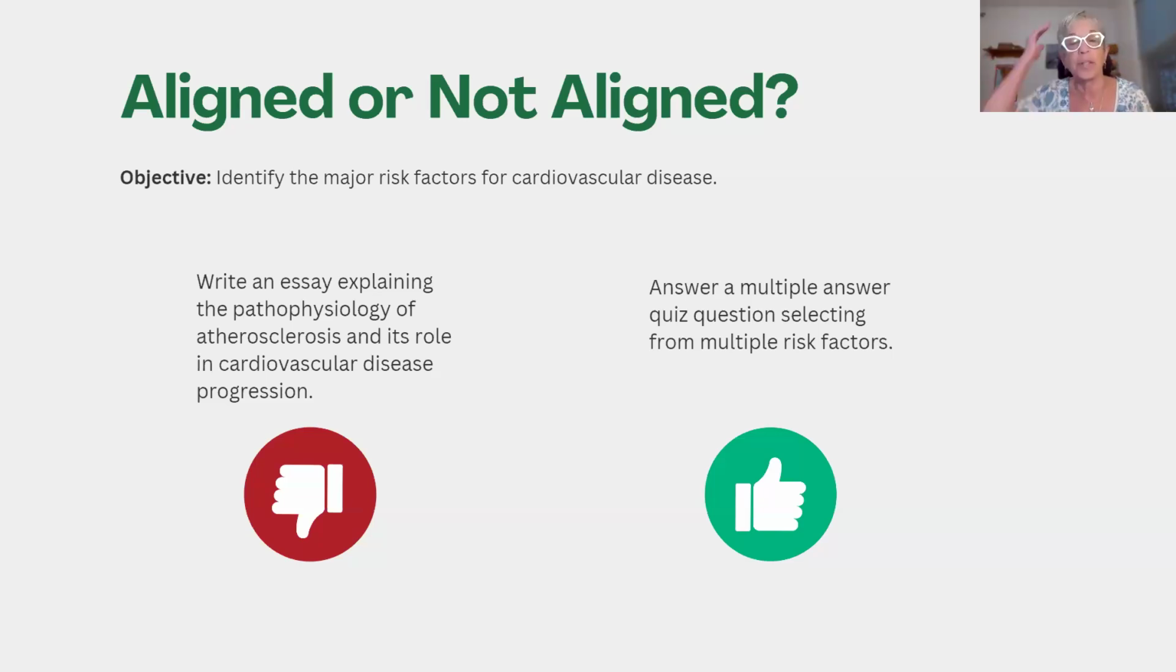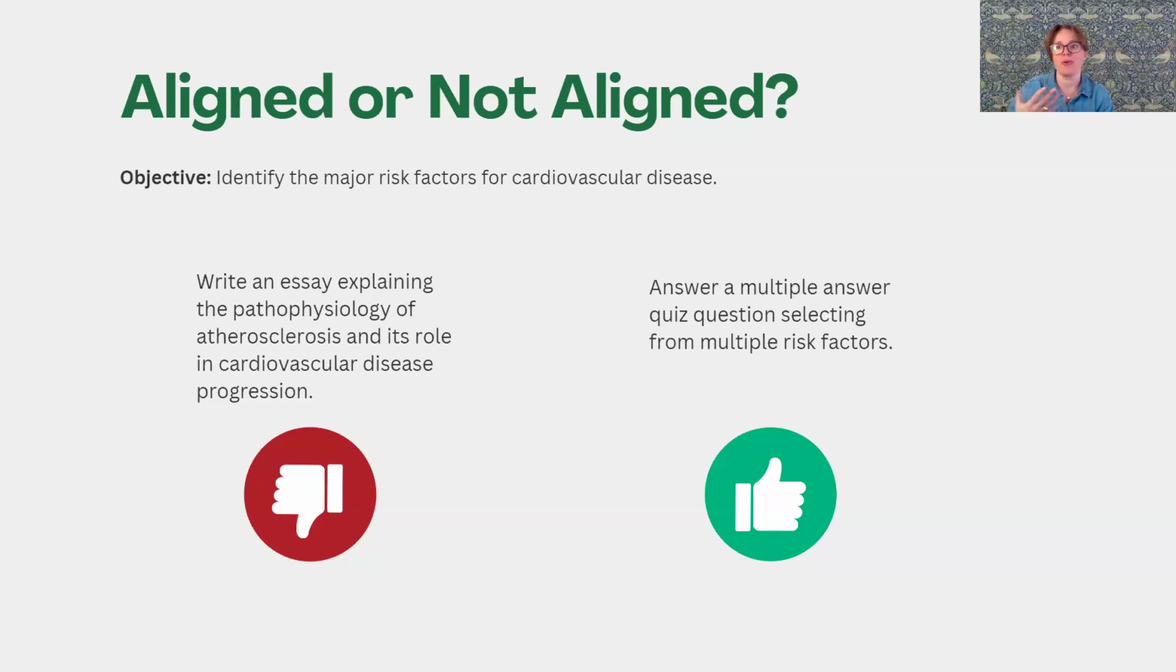Write an essay, because they could just grab something from any pathophysiology textbook, and there you go. I think the key is in looking at those verbs, right? Identify is one of those lower order Bloom's verbs, so it's just basic understanding and comprehension. When we're identifying something, we're just pointing to it, right? We're not needing to elaborate, evaluate, analyze, right?